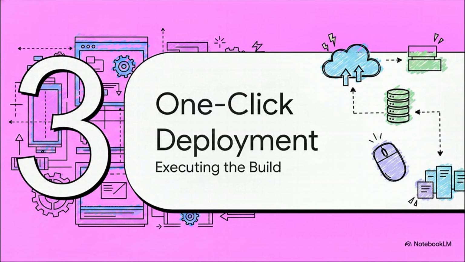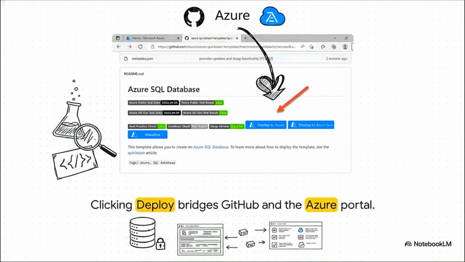Okay, we've read the blueprint, so let's shift over to Section 3, one-click Azure deployment. In your lab, after you review the JSON file, you'll head back to the main GitHub page and scroll down to find the magic Deploy to Azure button. It's a real game changer.